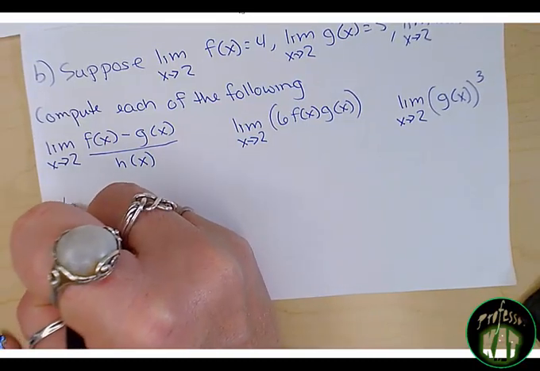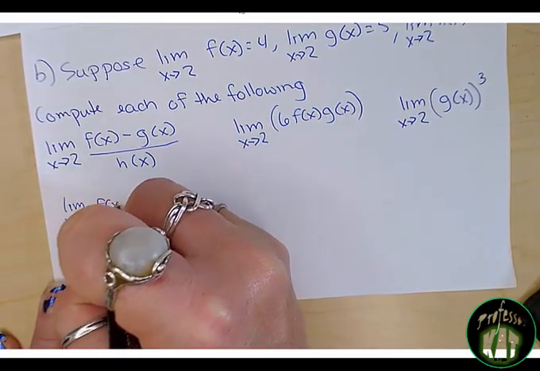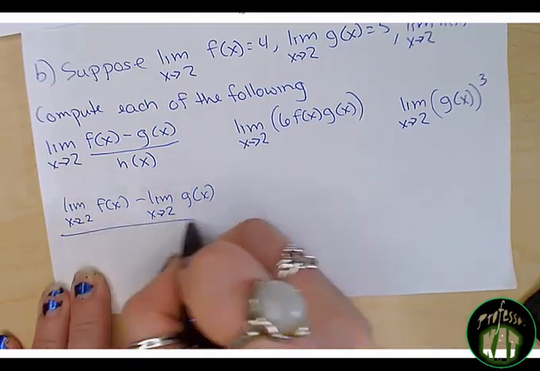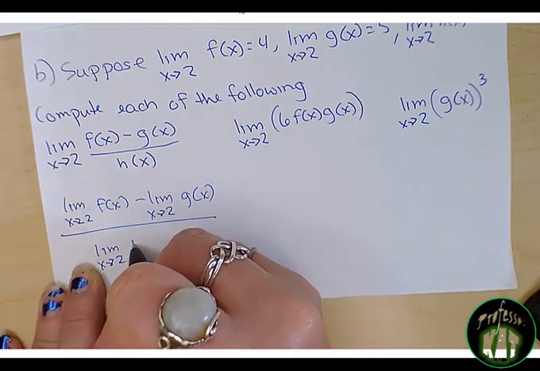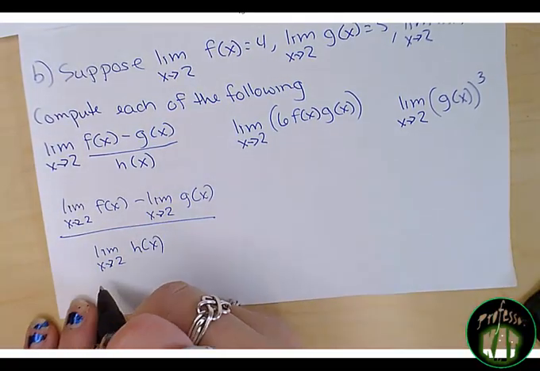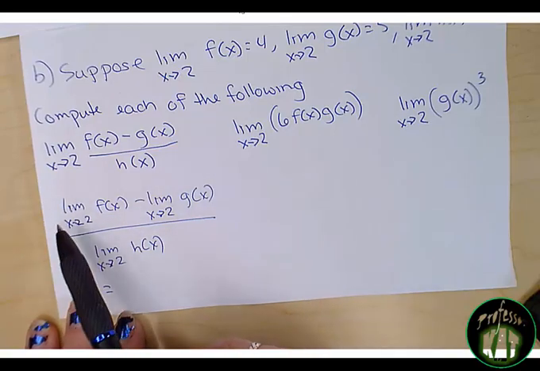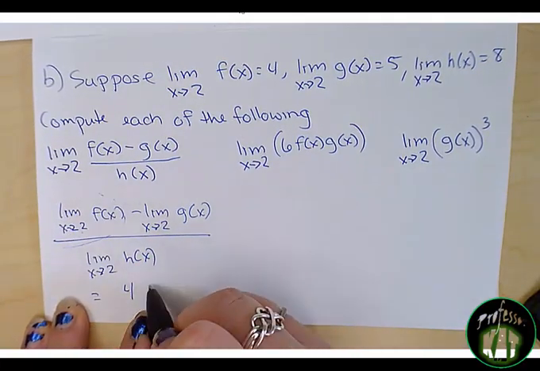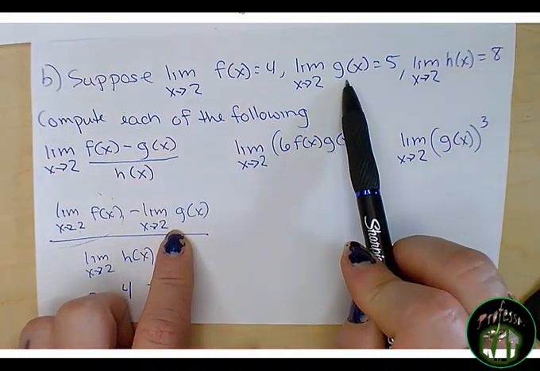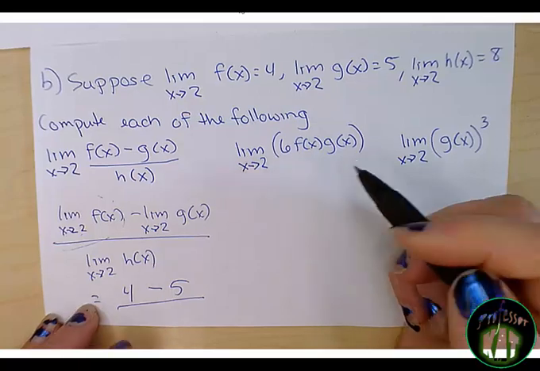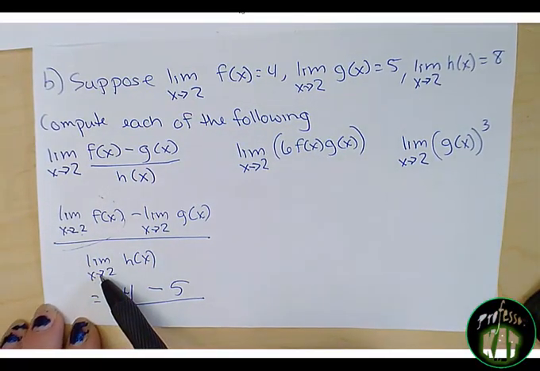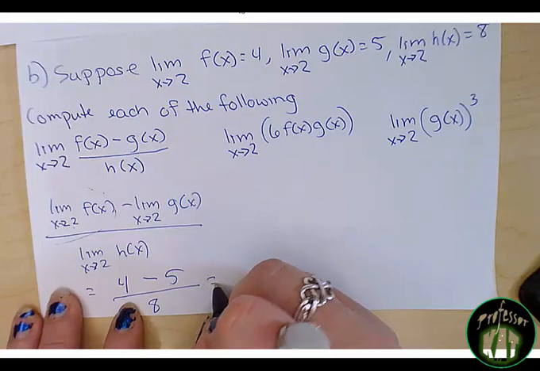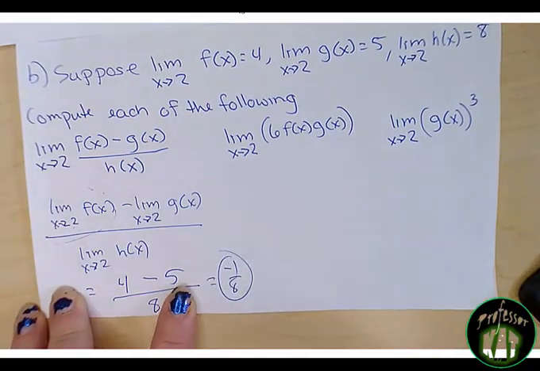So this would really be the limit as x approaches 2 of f of x minus the limit as x approaches 2 of g of x, divided by the limit as x approaches 2 of h of x. But after this point here, we were told what each of these are. We were told that the limit as x approaches 2 of f of x equals 4. Minus the limit as x approaches 2 of g of x, well, hey, that equals 5. So we have 4 minus 5 over the limit as x approaches 2 of h of x, which equals 8. So this is really just 4 minus 5 over 8, which is going to give us a negative 1/8.